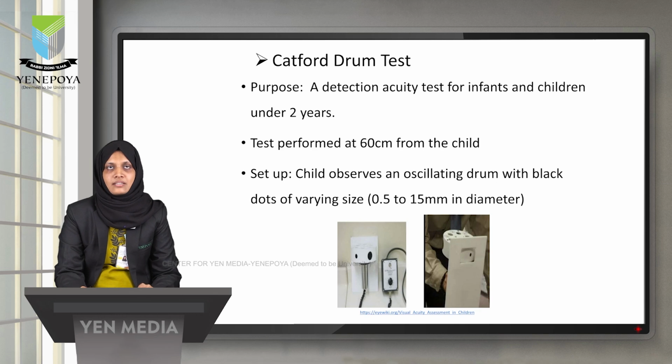The purpose of this test is a detection acuity test for infants and children under 2 years. The test is performed at 60 cm from the child, and the child observes the oscillating drum with black dots of varying size, as shown in the figure.